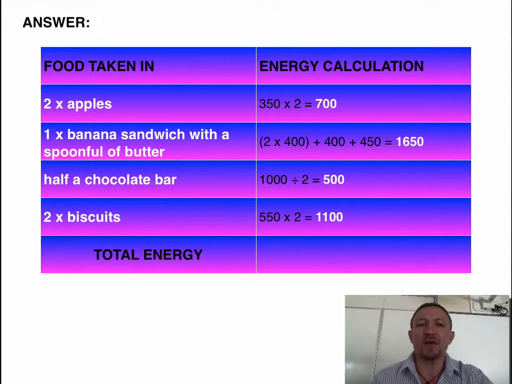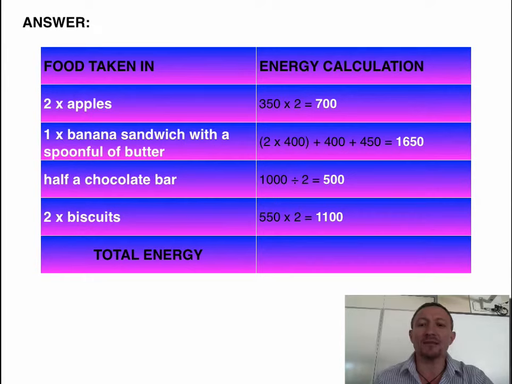Basically you can see here we've got 2 pieces of bread at 400 plus 400 for the banana and 450 for the spoonful of butter. Add all that together, we get 1650, so that's the sandwich dealt with. We've got half a chocolate bar. Well, the chocolate bar is 1000 kilojoules, but we've only got half of it, so we've divided it by 2. That gives us 500 kilojoules. And obviously 2 biscuits, each biscuit being 550, so we multiply that by 2, that's 1100.